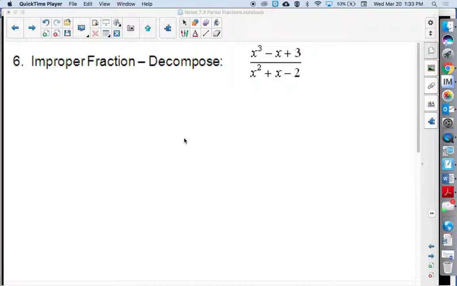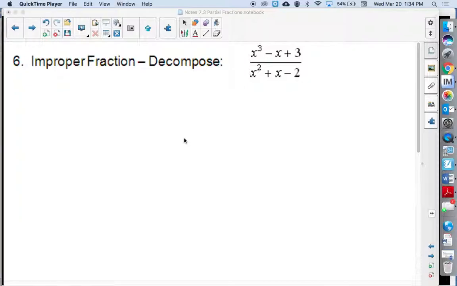So what does it look like if you have an improper fraction? What would the beginning piece look like? We're still going to divide, just like Brandon said, but instead of having a 5 in the denominator, we have x squared plus x minus 2. The part that we need to break down is the x cubed minus x plus 3. Essentially we're saying how many times does x squared plus x minus 2 go into x cubed minus x plus 3? Because our goal is to get the exponent on top to be less than the exponent on the bottom.